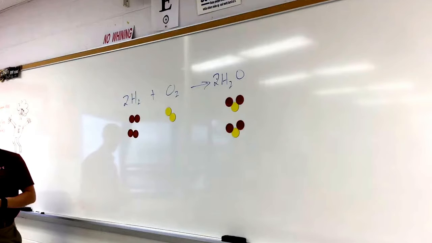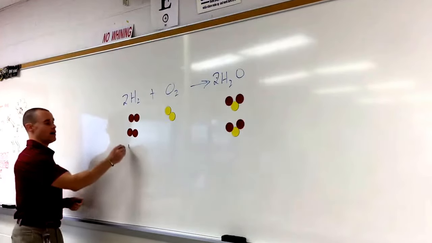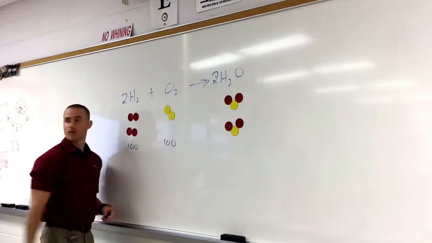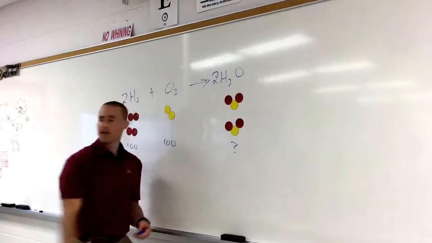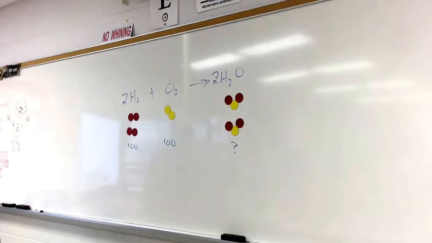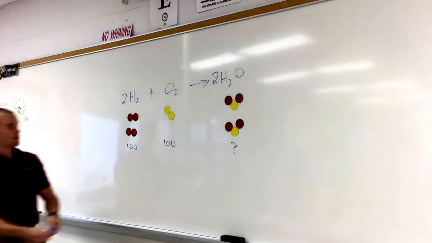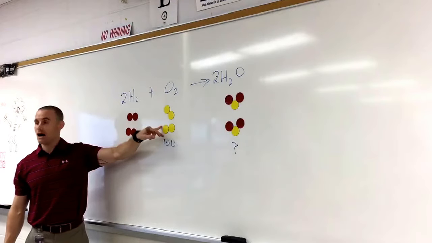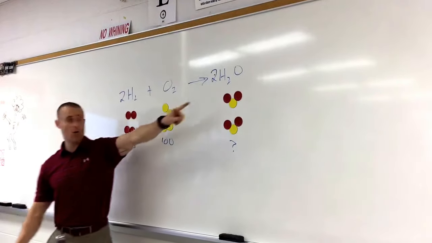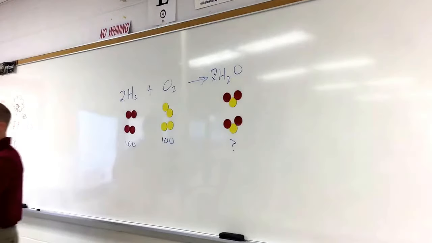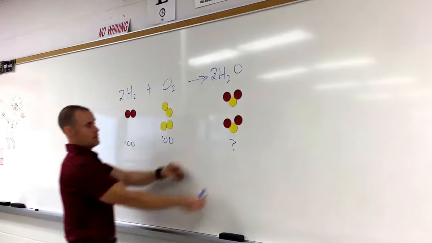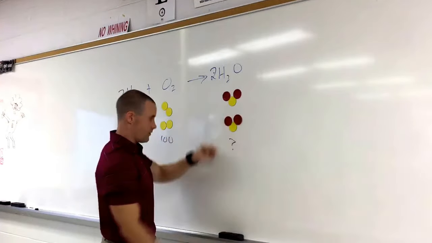All right. So if I had 100 molecules of those and 100 of those, how many of these can I make? Well, let's make it simple. Let's say I have 2 and 2. What if I have 2 waters and 2 oxygens? Can I make more than 2 water molecules? No, because these 2 are here. I thought that would work.